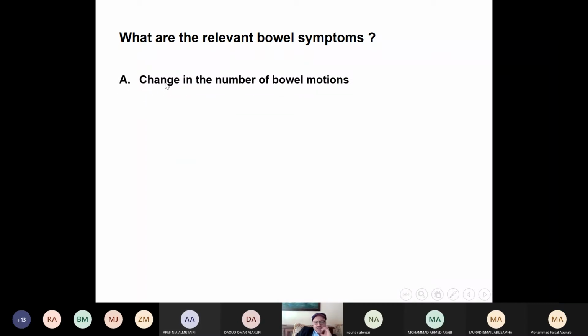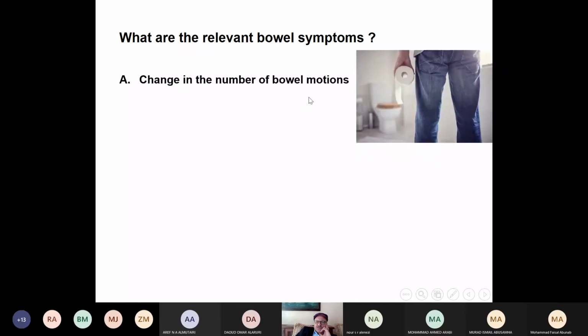Has there been a change in the number of bowel motions? Bowel symptoms? The patient is presenting now with constipation, absolute constipation. She's not passing. But the patient may tell you that over the last period, I've been noticing a change in my bowel habit.